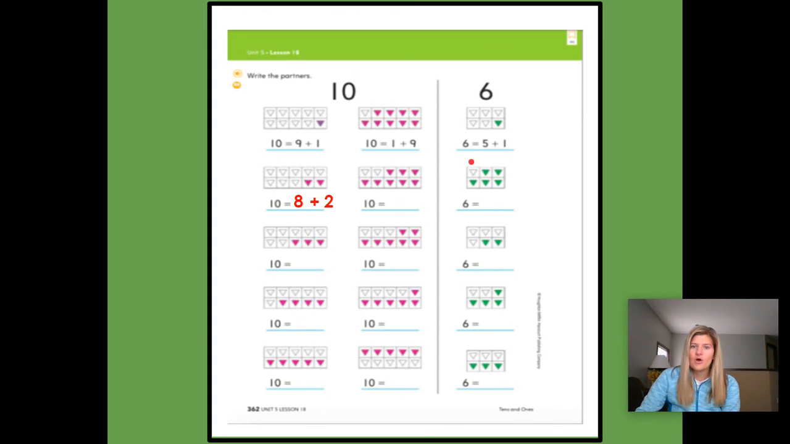6 equals, oh, how many white triangles? They switched again. 1 plus how many colored triangles? 5. Look at these two. These two problems, they're switching partners. 5 plus 1, 1 plus 5. I think you're starting to see a pattern in this math page.